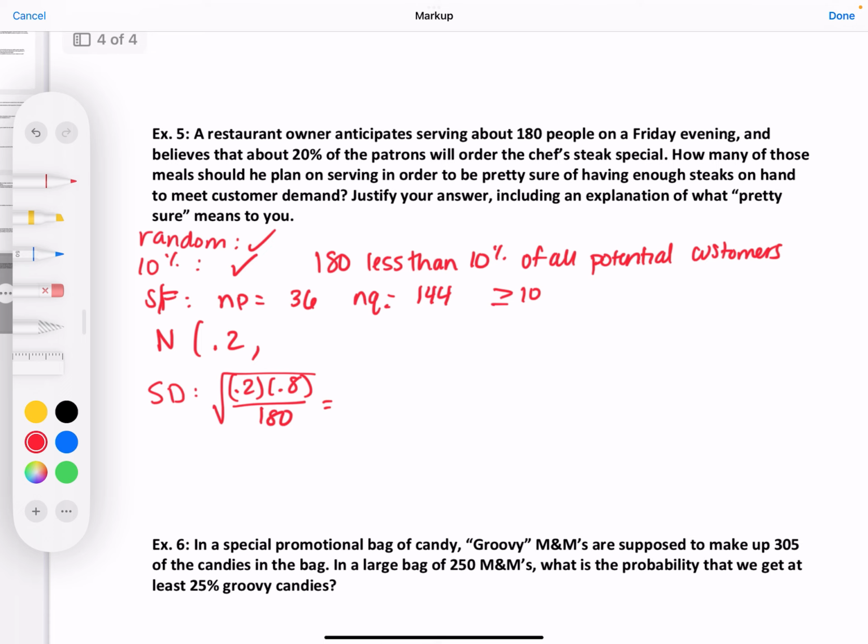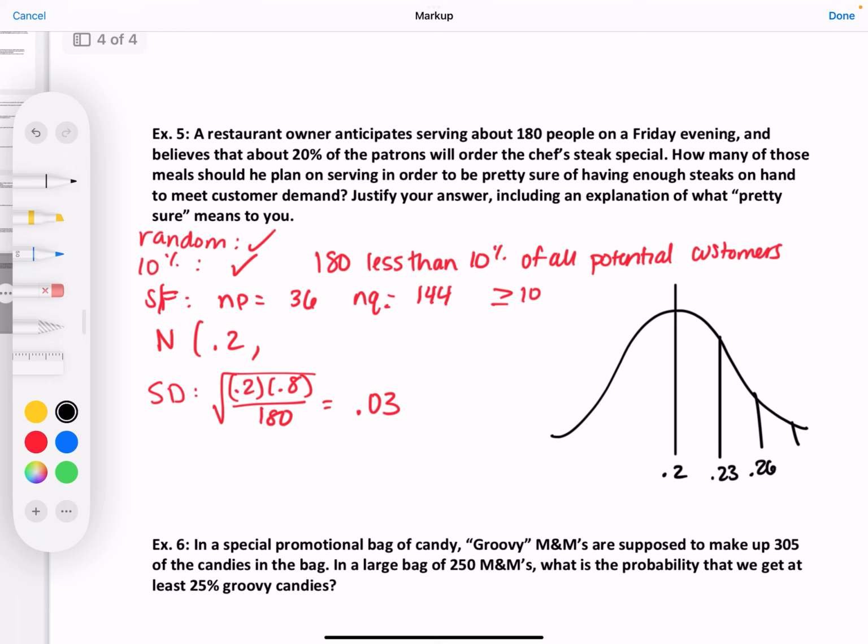Since we're short on time, I'm not going to solve it right now. It ends up being 0.03, because it's a 9, so it rounds up. So then I'm going to look at a drawing here and get some information from that. The mean was 0.2. So adding 0.03, I'd have 0.23, 0.26, 0.29.